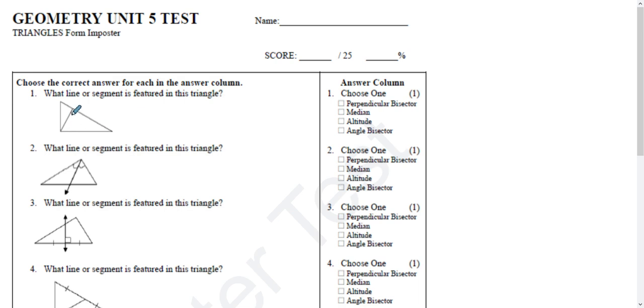Notice this one has a right angle and it goes to a vertex. This is what's called an altitude. An altitude goes from a vertex and is at a right angle to the opposite side.